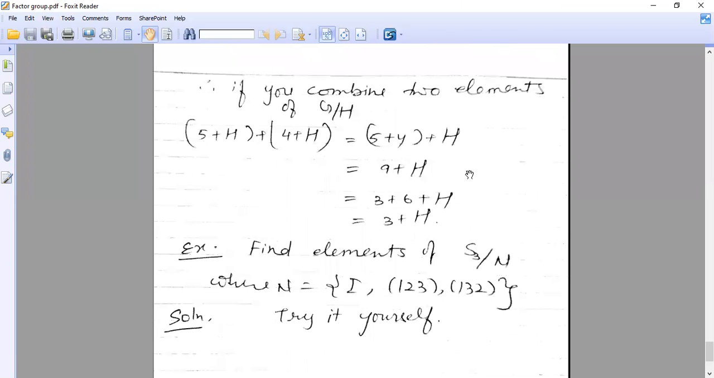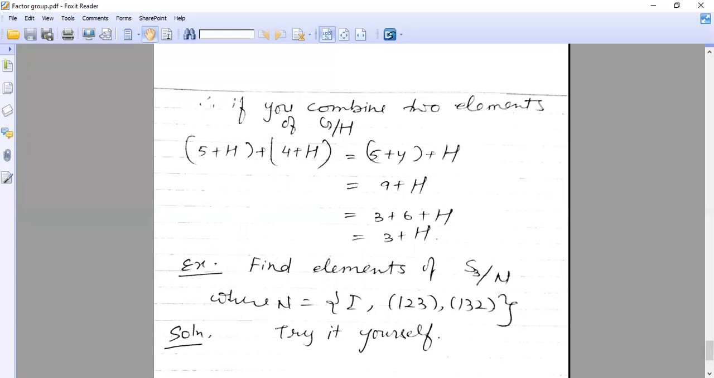Now there is another example. This is basically an exercise for you. Here we are saying that S3 is a group and N is this subgroup, which is a normal subgroup. Now this is an exercise that you have to find: the factor group of S3 upon N, all the elements you have to find.